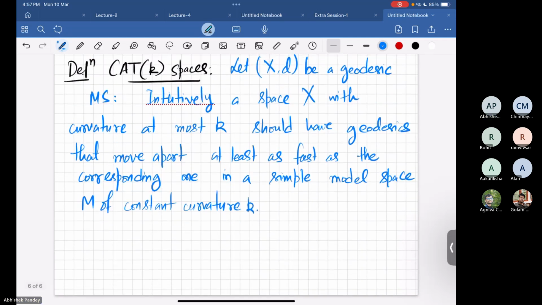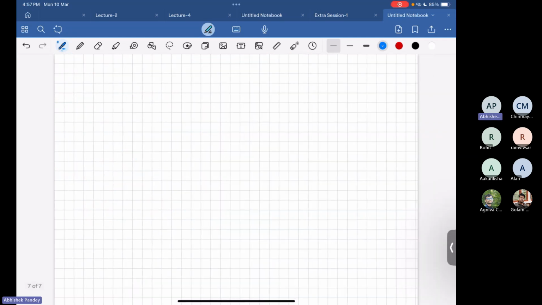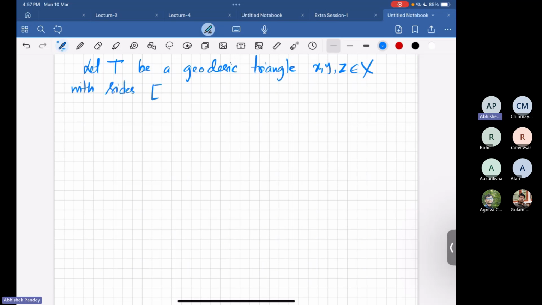So to define CAT(K) spaces for K less than or equal to 0, we take a geodesic triangle T with vertices, let us say, x, y, z in X. This is a geodesic triangle with sides xy, yz, and zx.